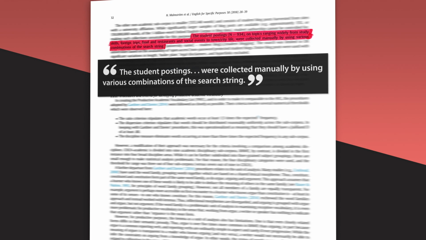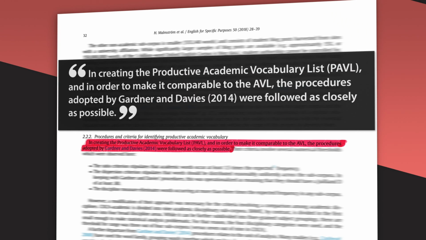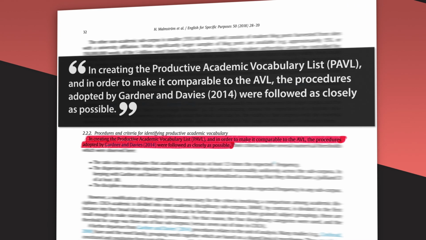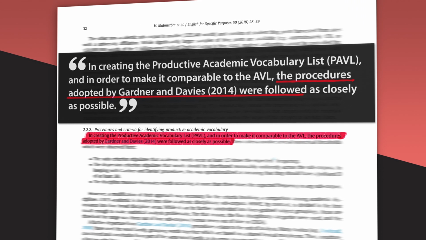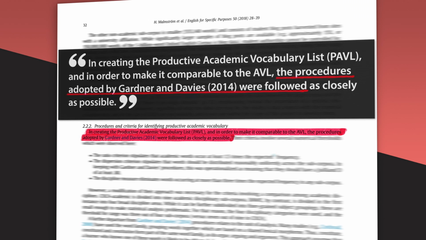Phrases like using or based on are used to say how things were done. The student postings were collected manually by using various combinations of the search string. You often need to explain why the procedures you used were appropriate. In the following example, the reason is that earlier researchers had done it the same way. In creating the productive academic vocabulary list, or the PAVL, and in order to make it comparable to the AVL, the procedures adopted by Gartner and Davies, 2014, were followed as closely as possible.